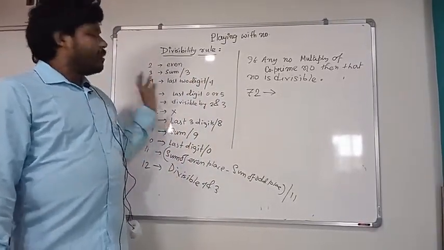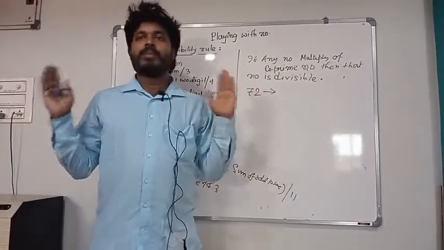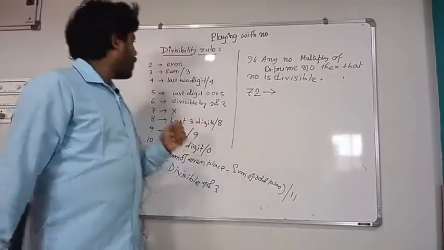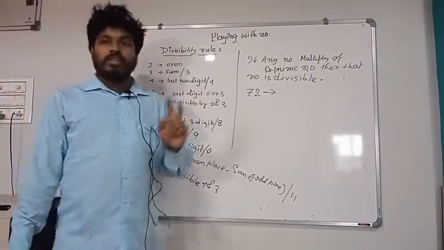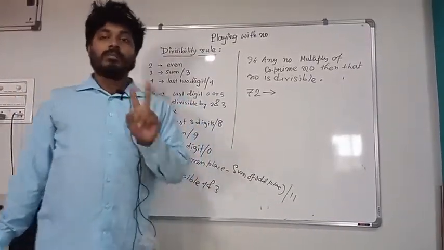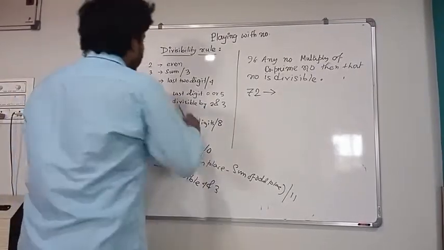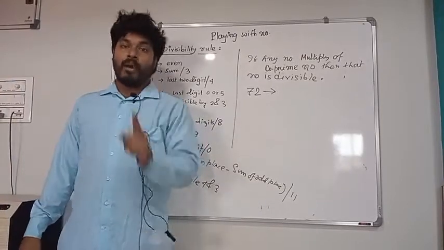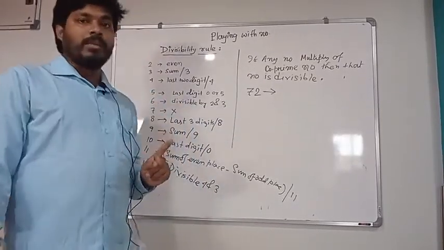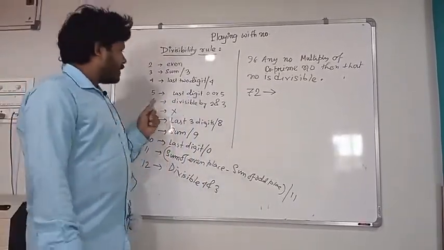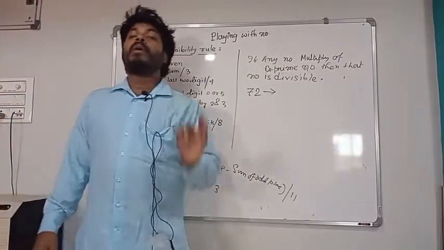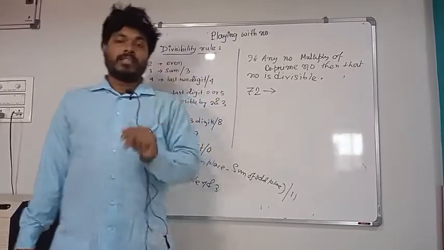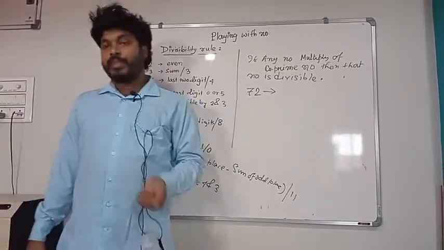Now 3: if the sum of all digits is divisible by 3, that means the number is divisible by 3. For 4, look at the last two digits. If the last two digits are divisible by 4, then that number is divisible by 4. For 5, if the last digit is 0 or 5, then the number is divisible by 5. For 6, if the number is divisible by 2 and 3, then it is divisible by 6, because the product of 2 and 3 is equal to 6.